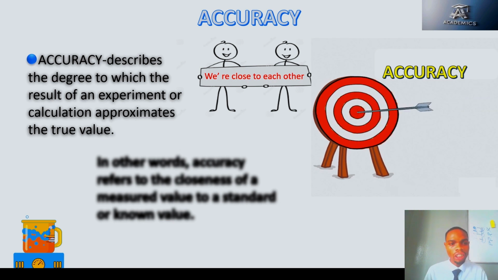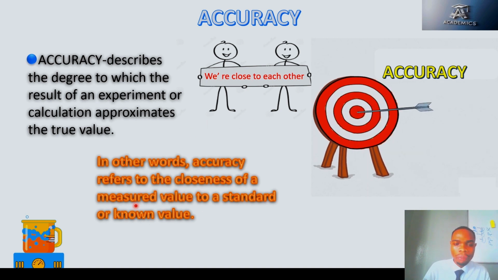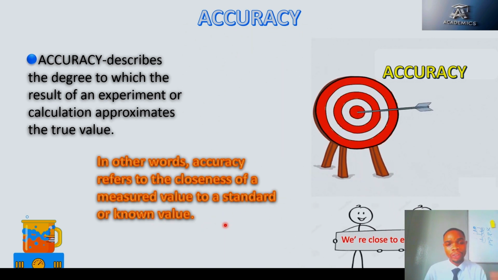So what's accuracy? Accuracy describes the degree to which the result of an experiment or what you calculate is close to the true value. Understand, that is, to what extent what you measured is close to what is already established as the accepted or true value. That's what accuracy is all about. In other words, accuracy refers to the closeness of a measured value to a standard or known value. Like the pH we talked about, how close your pH, like that 6.5, is to the already established 7 is what accuracy is all about.